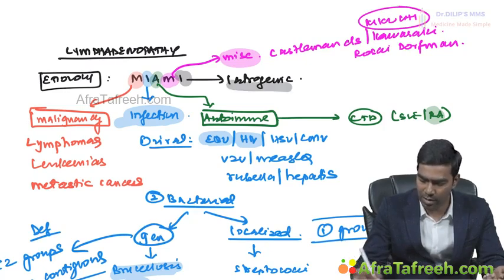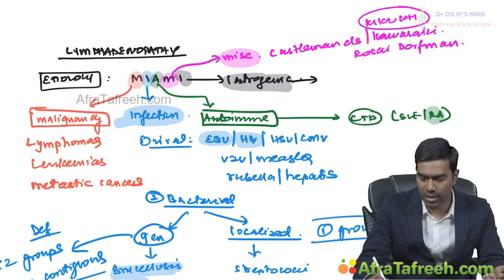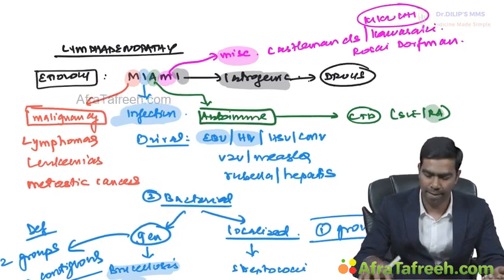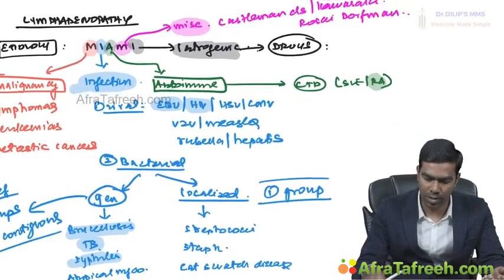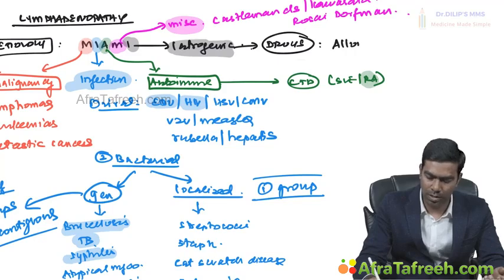Finally, you have iatrogenic causes producing lymphadenopathy. In this, the most important are the drugs that induce lymphadenopathy. What are the drugs that can cause lymphadenopathy? First one is allopurinol.